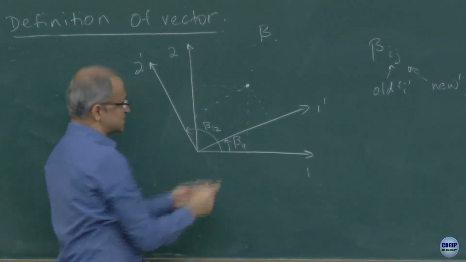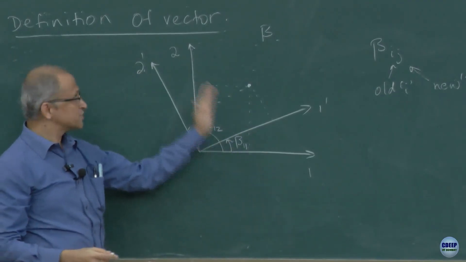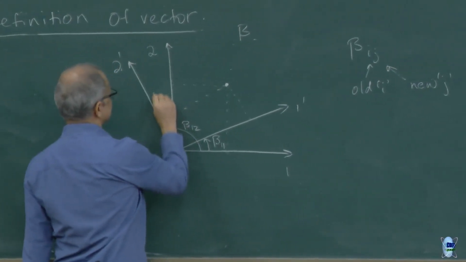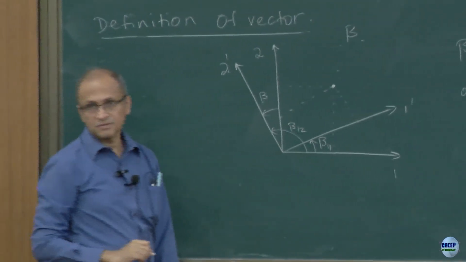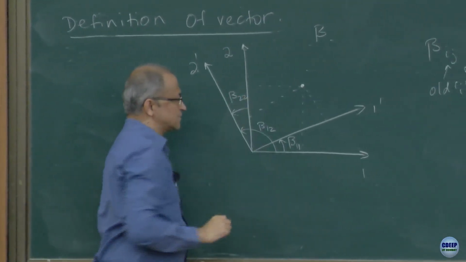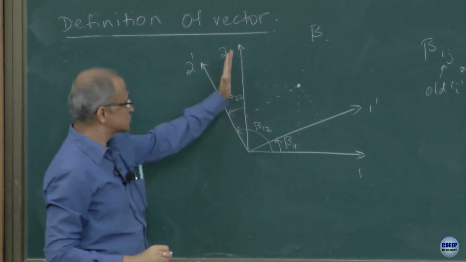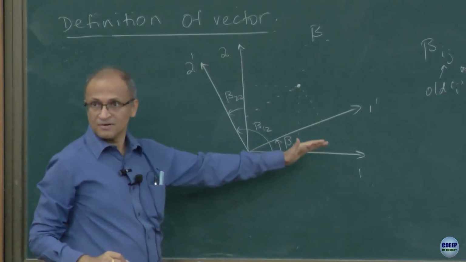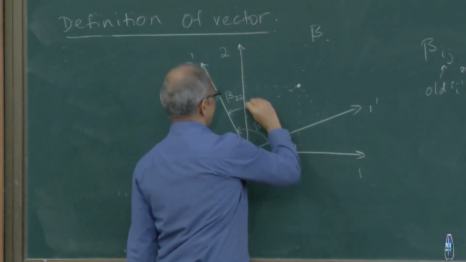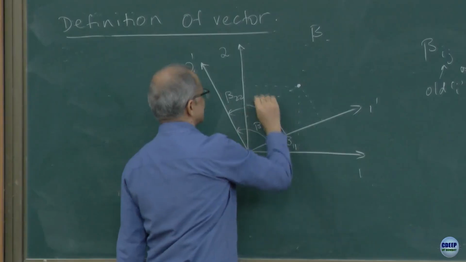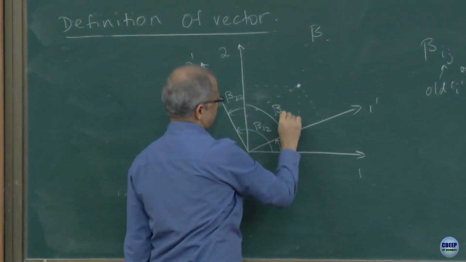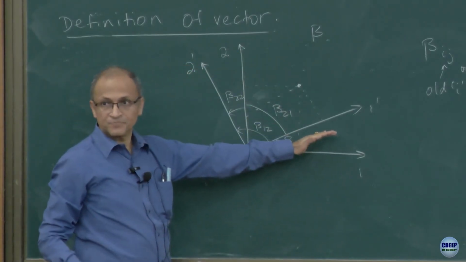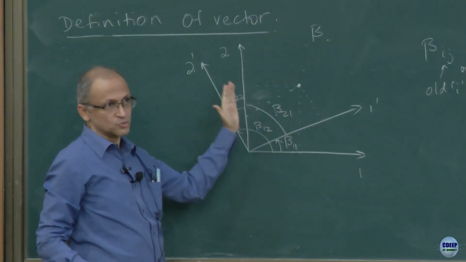Now these are the two angles that I would have with 1. What are the two angles that I will have with 2? I will have this angle, which is beta 2,2, and I will have another angle which is 2 and 1. Old 2 and new 1. I need not show the direction, but this is my beta 2,1. Old is 2 and new is 1. So this is the nomenclature that I'm going to use.